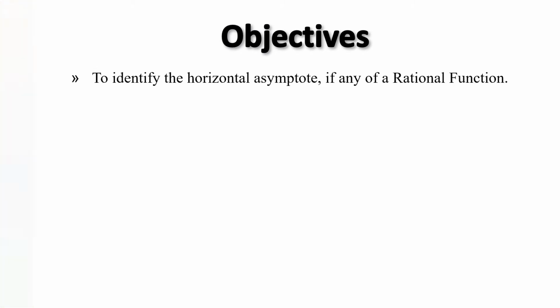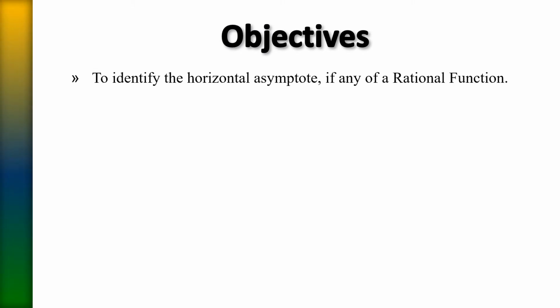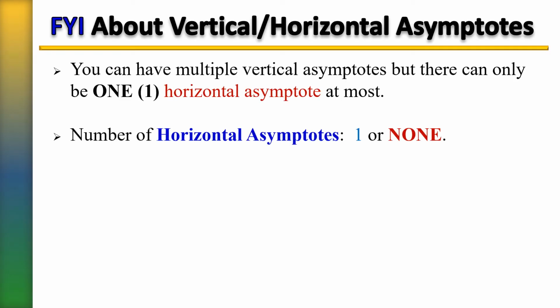In this lesson, we're going to identify the horizontal asymptotes, if any, of a rational function. FYI, you can have multiple vertical asymptotes, but there can only be one horizontal asymptote at most. So you're either going to have one horizontal asymptote or you don't have a horizontal asymptote. It's just one or the other. You're never going to have more than one if there's a horizontal asymptote.